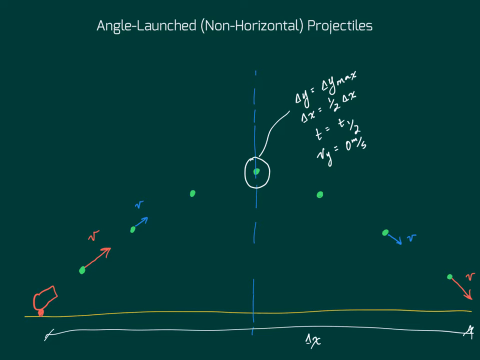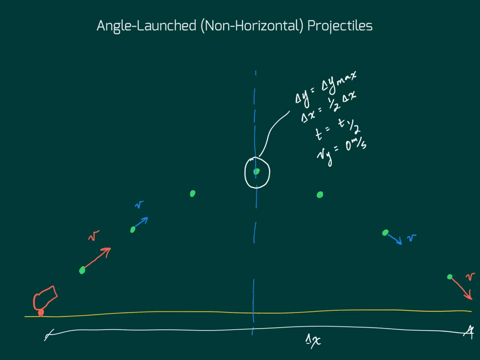So really, once we get to that halfway point, this is basically just a horizontally launched projectile. And then going from here back down this way, that's also a horizontally launched projectile. That's going to be a huge tool for us when we solve angle-launched projectile problems. If we can split this up and simplify it down to a horizontally launched projectile problem, that's going to make our lives a lot easier.